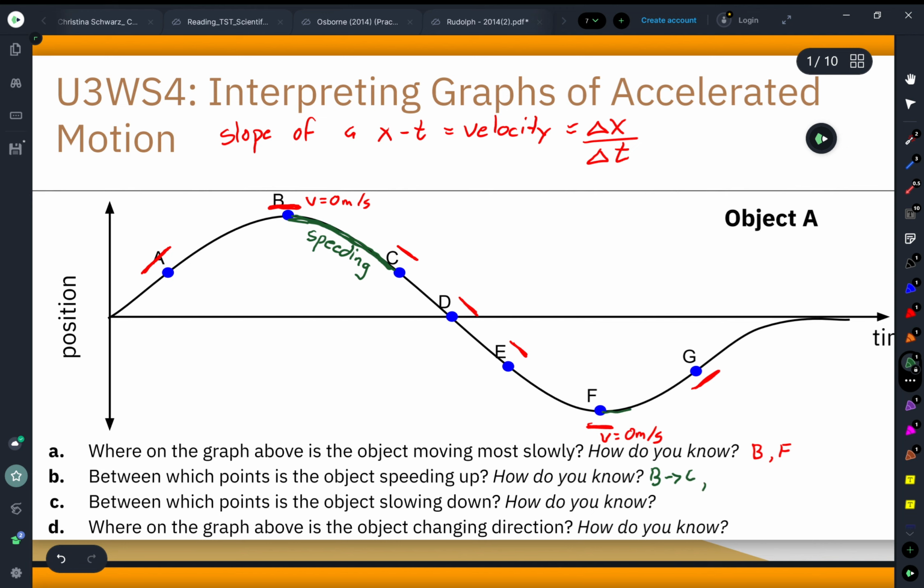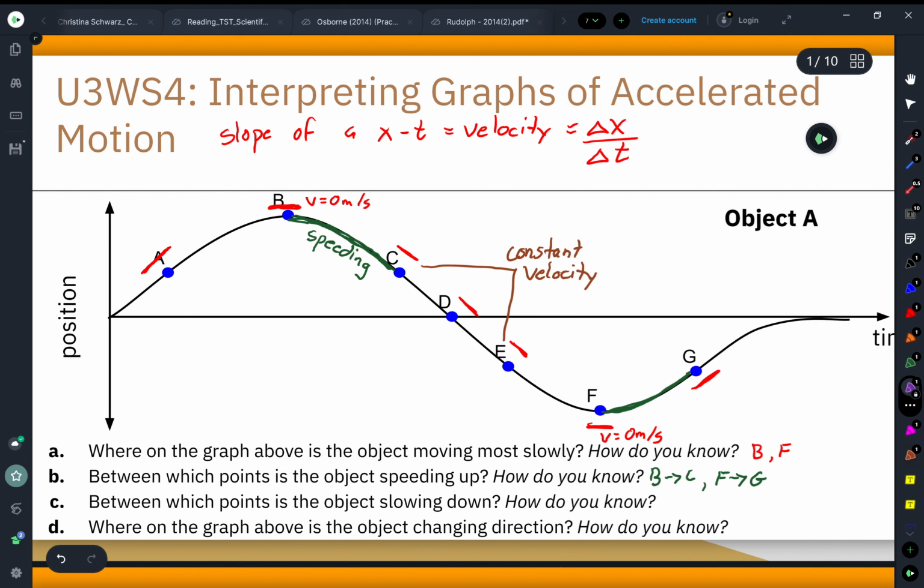F to G is another region where we go from not moving to moving. So we can say that that is where it would be speeding up as well. Now the region from C to E on this graph looks like it's going to be a straight line. So from this region, it's a constant slope, which means that we have a constant velocity. So it's neither speeding up nor slowing down in that region.